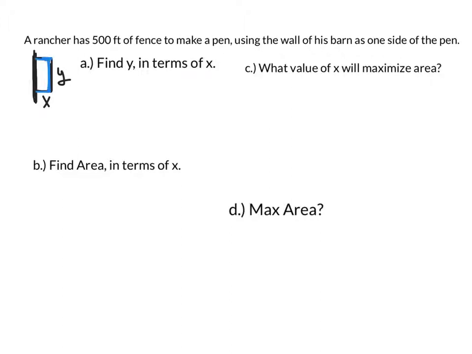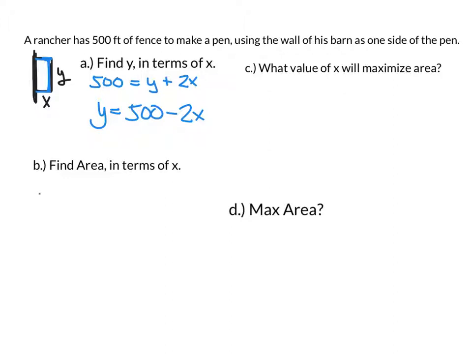So that 500 feet of fencing that the rancher has is going to be used for the one y and for two x's, making y equal to 500 minus 2x. Nice and easy step, but very important in order to find area in terms of x.